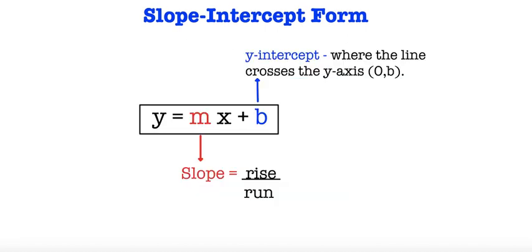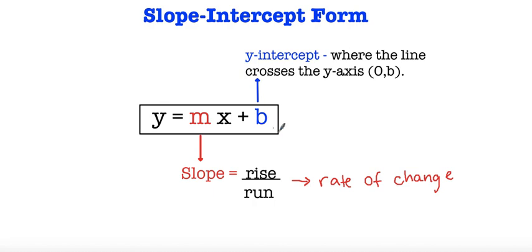So slope-intercept form is represented by the equation y equals mx plus b. And m in our equation represents our slope, which we also know as our rate of change. So we also know our slope as our rise over run, which I'll get more into in the video.